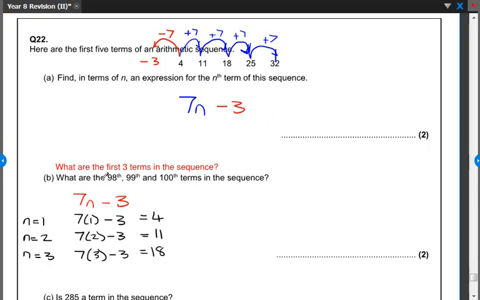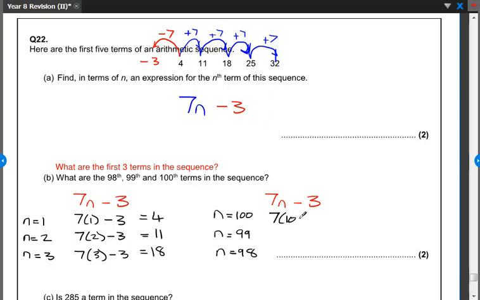Okay, now let's get to this question. What are the 98th, 99th, and 100th terms? So we're going to do n equals, let's start at 100, n equals 99, n equals 98. So we're going to have, well, let's just bring that over. I really wish I had my mouse. Anyway, here we go.